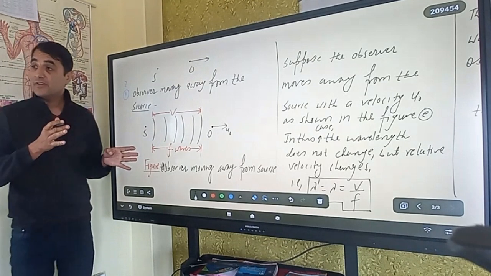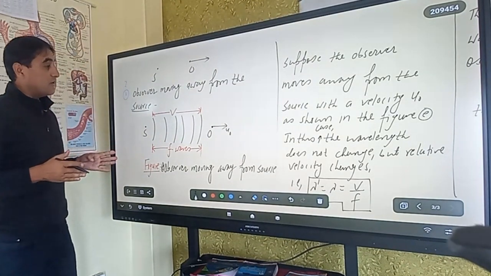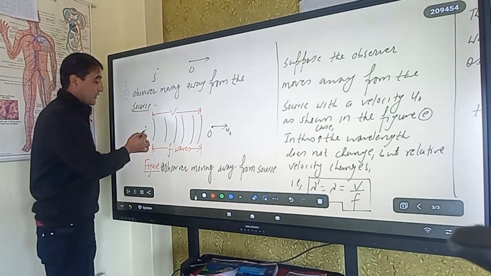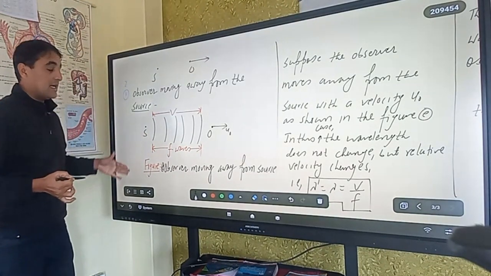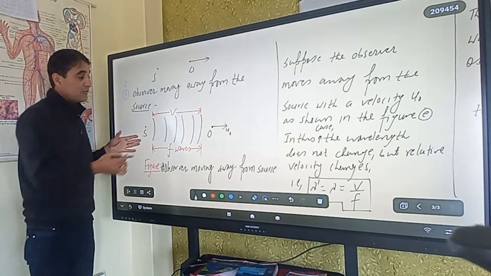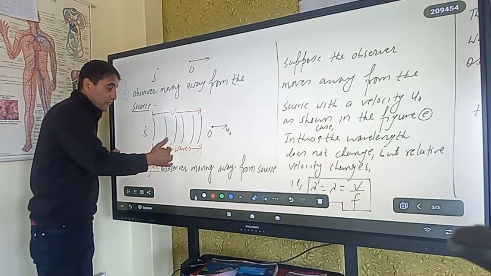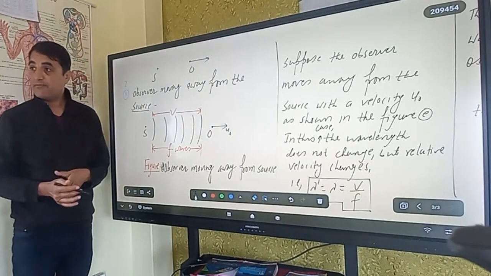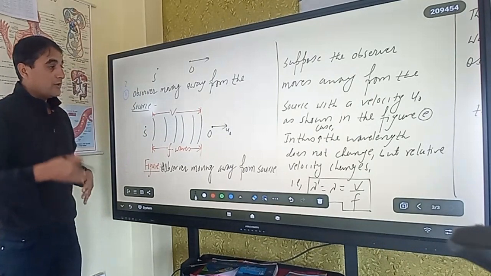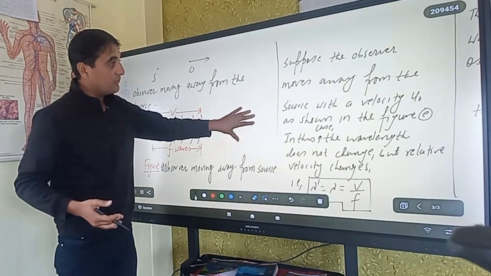Can you do this? After doing this, as you know, when the source is at rest, there is no change in wavelength. So f waves occupy v distance. There is only the change in the relative velocity. You can see here.